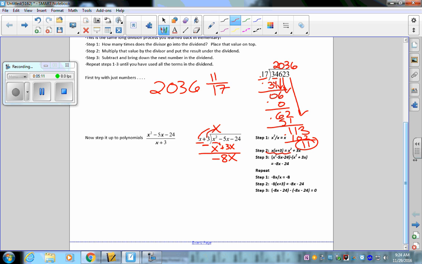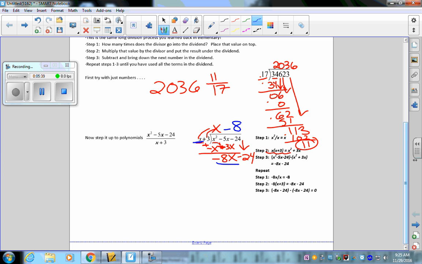Okay, if you want to just change the signs and write plus and then change those so you can see it better, that's fine. All right, so we divided, we multiplied, we subtracted, bring down. Now I repeat the entire process. The first part of the dividend divided by the first part of the divisor. Negative 8x divided by x. Negative 8.